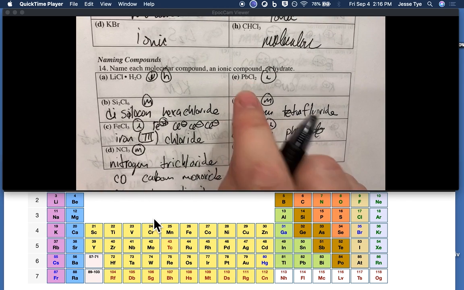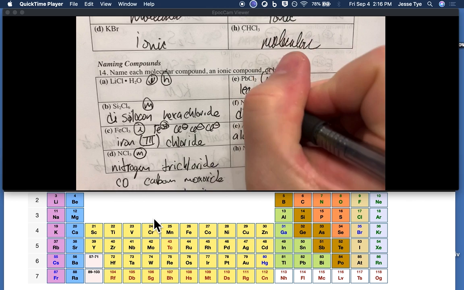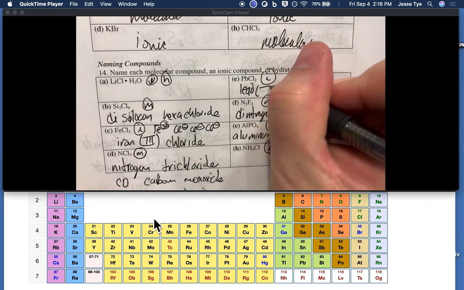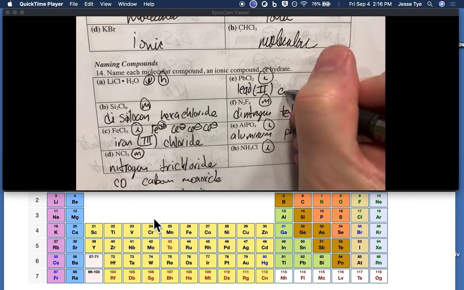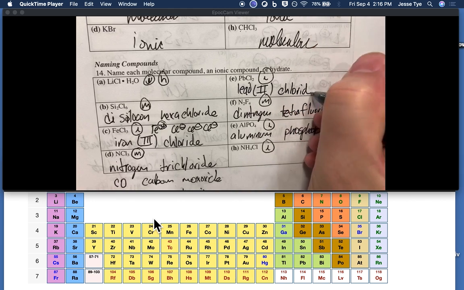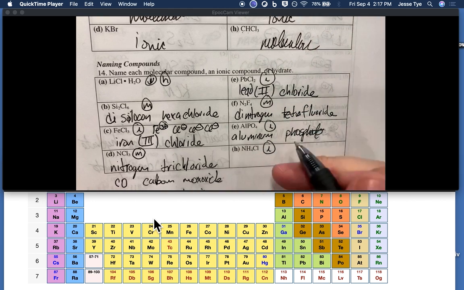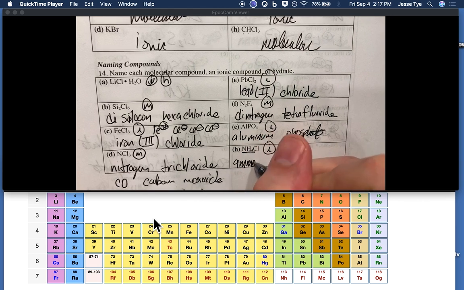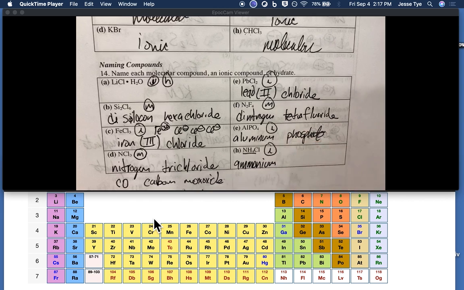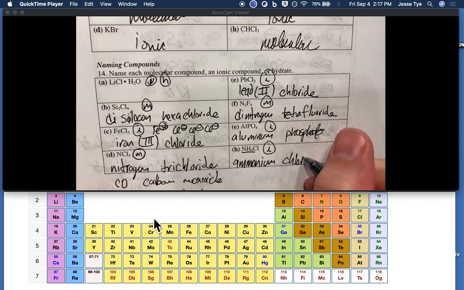All right, up here we've got lead. Lead is not a constant charge ion, so we have to tell the reader it's lead 2 chloride, because lead 4 chloride actually also exists. This is a polyatomic cation here, known as ammonium. Ammonium chloride.